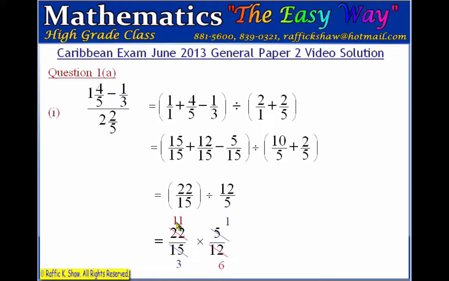And now all we need to do is multiply 11 by 1 and 3 by 6. 11 times 1 is 11 and 3 times 6 is 18. And so our result is 11 divided by 18. And that's the answer for part 1 of question 1A.